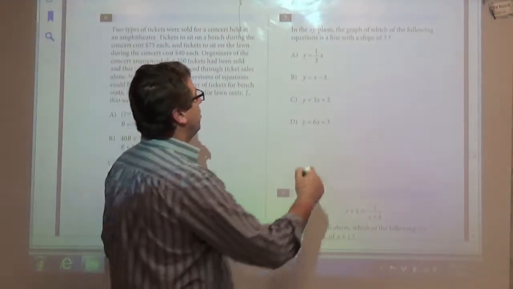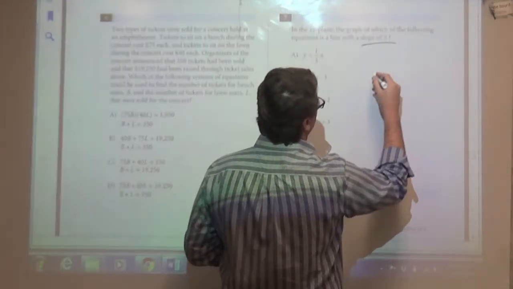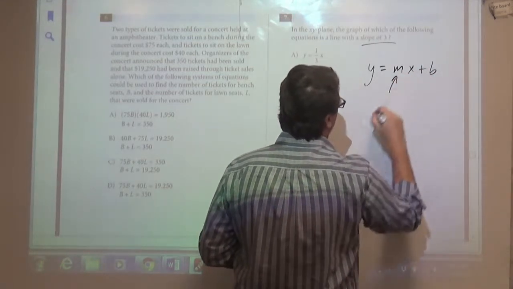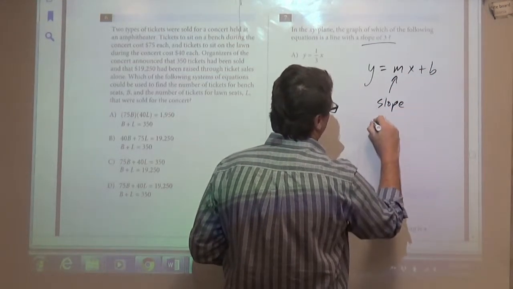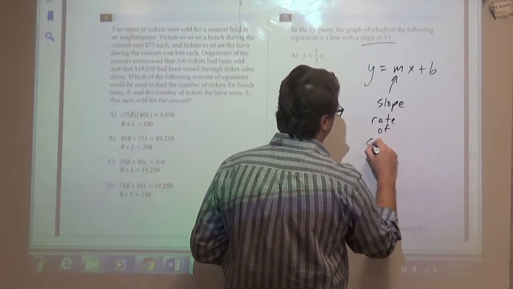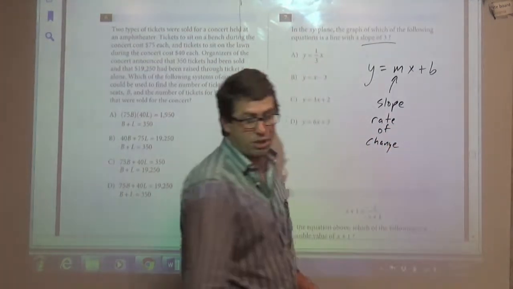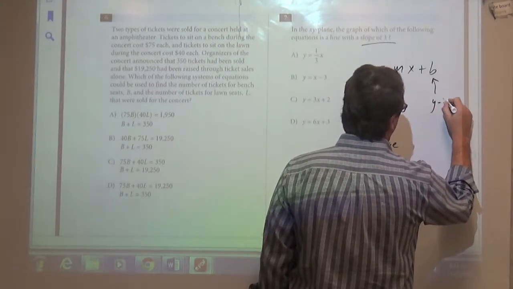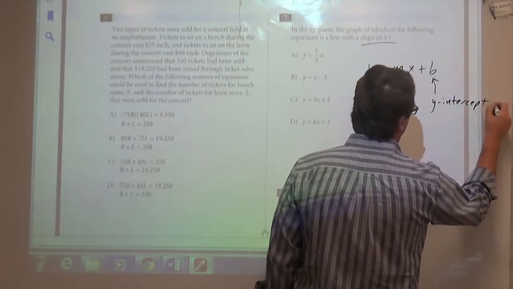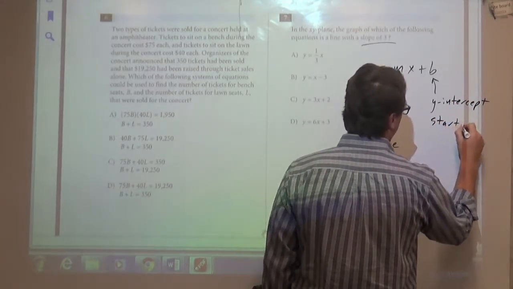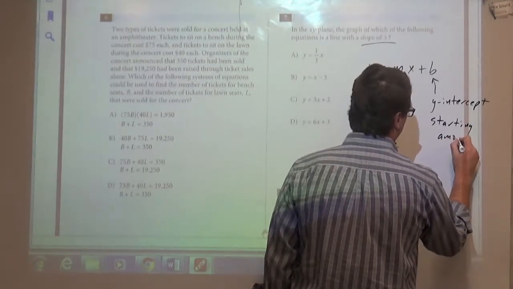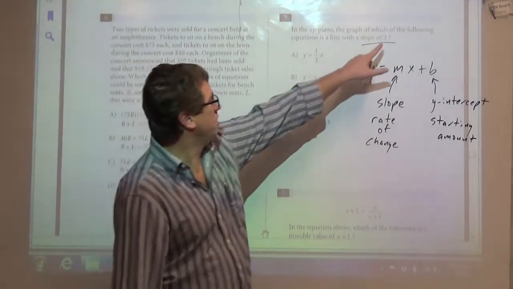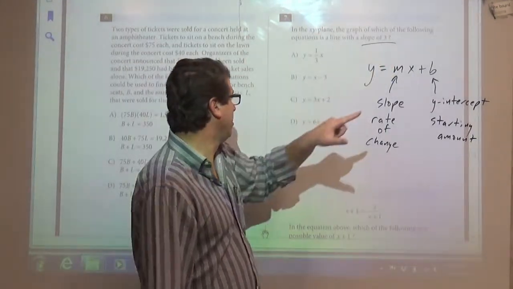Alright, so this part says a slope of 3. So our linear equation is y equals mx plus b. The m is our slope, or rate of change. It's also the number attached to the x. And our b is our y-intercept. And in a word problem, it is the starting amount. It is also the number not attached to the x. So we just want a slope of 3, so I need a 3 attached to the x.